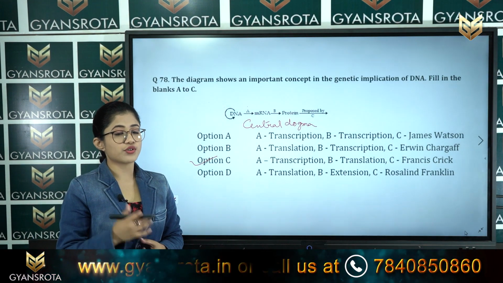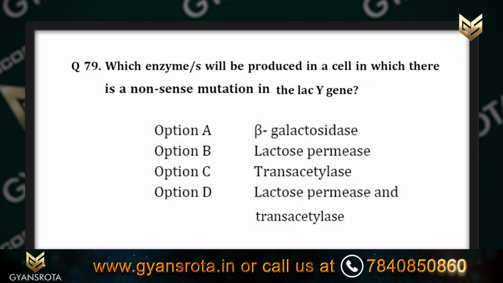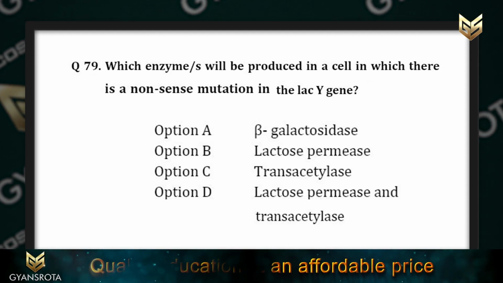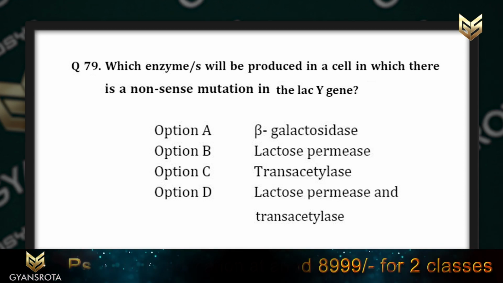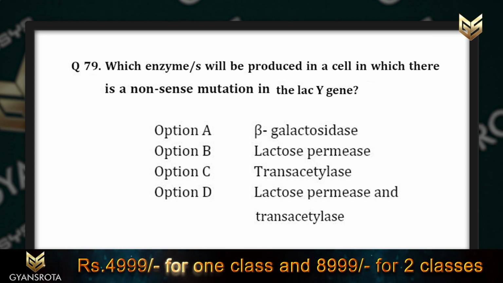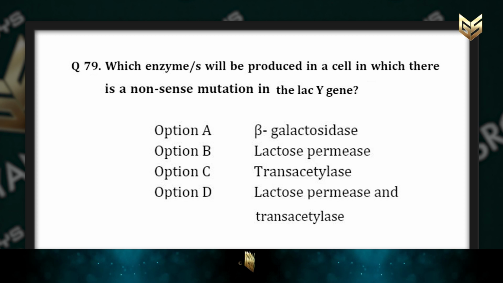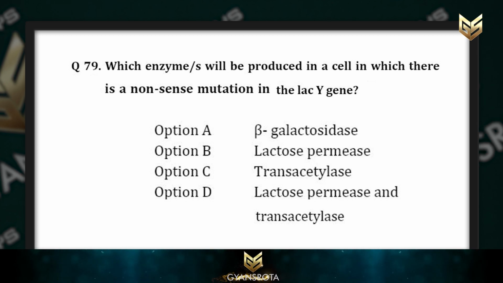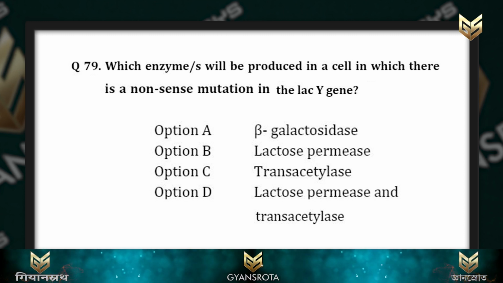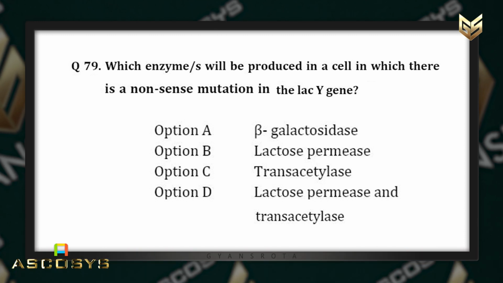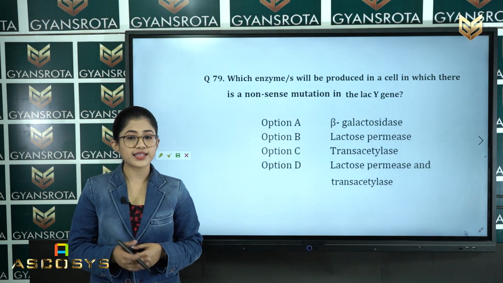Now, let us see the next question, that is question number 79. Which enzyme will be produced in a cell in which there is a nonsense mutation in the lac Y gene? Option number A, beta galactosidase. Option number B, lactose permease. Option number C, trans acetylase. Option number D, lactose permease and trans acetylase. This is also from the chapter Molecular Basis of Inheritance.